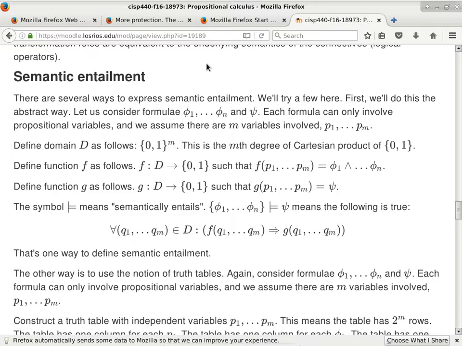So at this point, are we clear on the definitions? Just how we define things. Are we doing okay? All right. So now we're getting to the part where the definition of semantic entailment is actually defined.